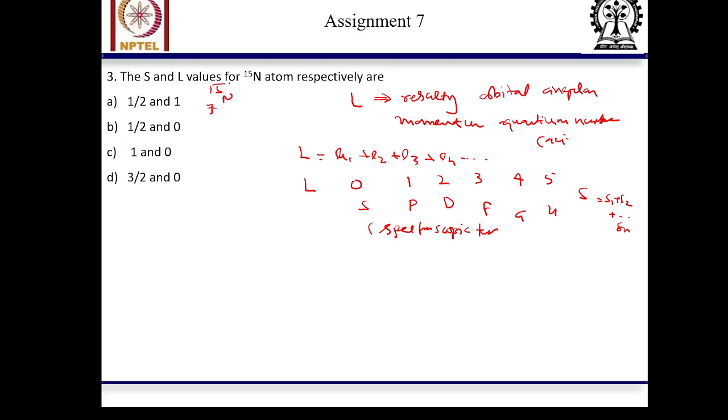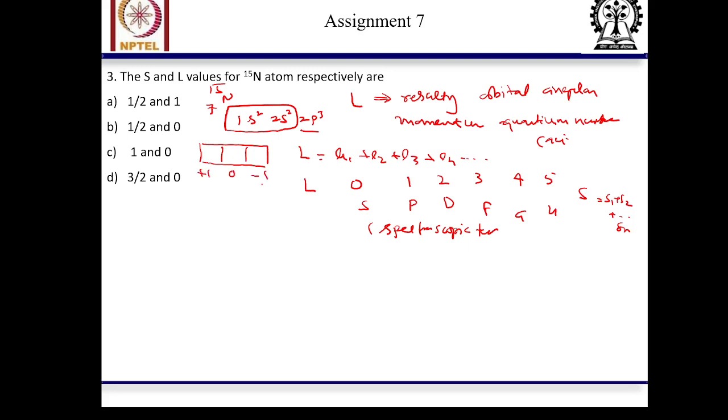7N15. So it has 7 electrons, so it will be 1s2, 2s2, 2p3. Because these are closed, they will not participate in the quantum number, so this is 2p3. For the outer orbital I will draw the structure with the quantum numbers. So 1, 2, 3. This is 0, this is plus 1, this is minus 1.